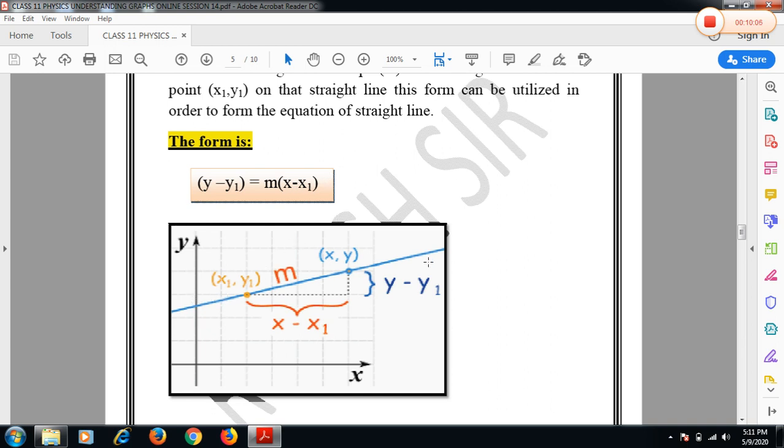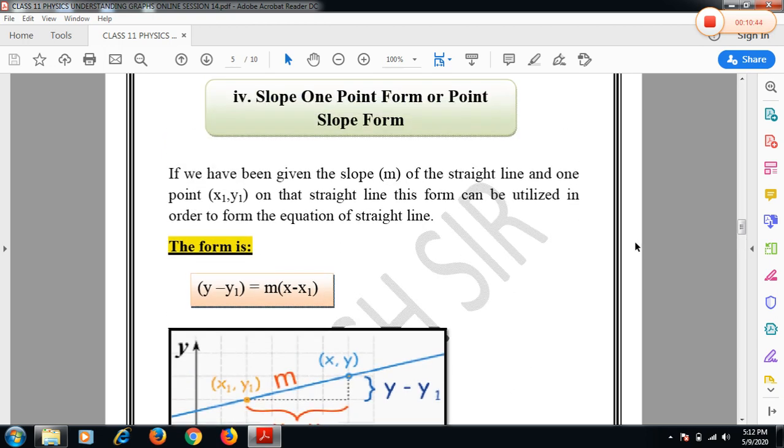Have a look at this figure. Here we have been given the slope of the straight line m and only one point, that is (x1, y1). Let us assume another point on the straight line, and that is (x, y). So we can easily have m equals tan theta, or the slope of the straight line will be y minus y1 by x minus x1. Right? So m equals y minus y1 by x minus x1, which easily gives us y minus y1 equals m into x minus x1. So it is the slope one-point form or point slope form of a straight line.